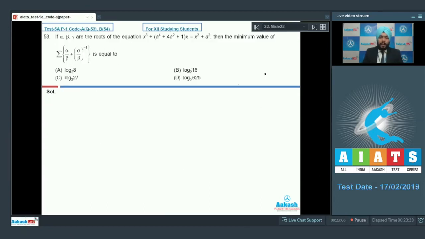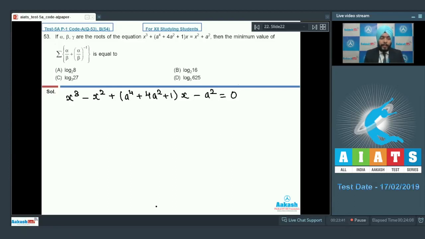Question number 53 says that if alpha, beta, gamma are the roots of the equation x cube plus (a power 4 plus 4a square plus 1) into x equals x square plus a square, then the minimum value of the summation alpha upon beta plus alpha upon beta raised to power minus 1, that is beta by alpha. So summation means we have to consider all permutations: alpha by beta, beta by gamma, alpha by gamma, and so on. So we have, students, the cubic equation as x cube minus x square plus (a power 4 plus 4a square plus 1) into x minus a square equals 0.